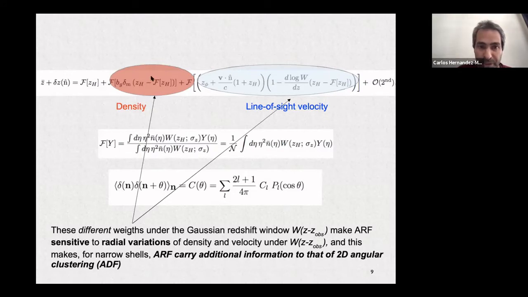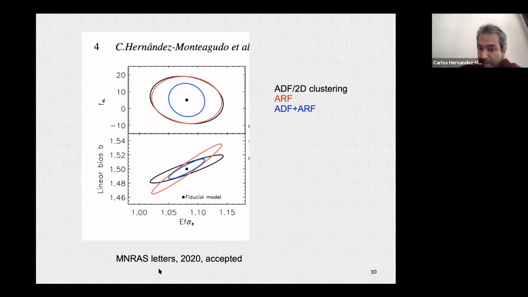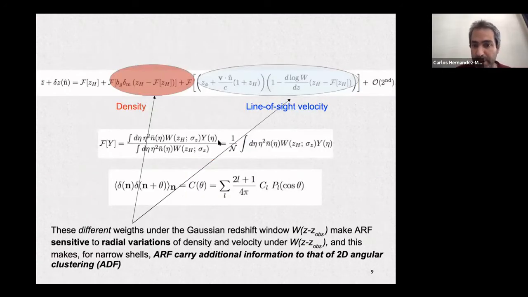The thing is that because of these finite weighting functions, the angular redshift fluctuations carry additional information on top of that on 2D clustering, angular density fluctuations. This is shown here in a paper that was finally accepted, which is telling you how angular density fluctuations and angular redshift fluctuations carry information about some cosmological parameters like the linear bias or the f_NL, which is an inflation-related parameter that is conditioning the amplitude of the Cls on large angular scales.